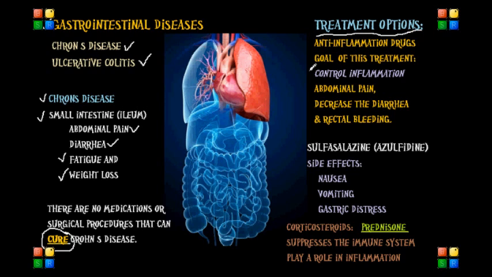Now, important treatment information that you have to know would include giving your patient anti-inflammatory agents, or basically anti-inflammation drugs. The goal of this treatment is obviously to control inflammation, since less inflammation leads to relief of our patient's symptoms such as the abdominal pain, which can hopefully decrease the diarrhea and the rectal bleeding too.